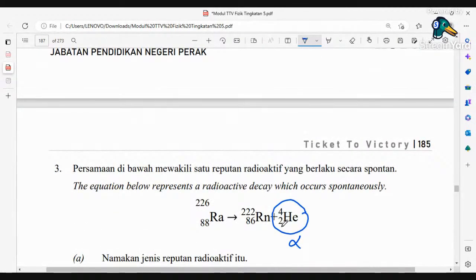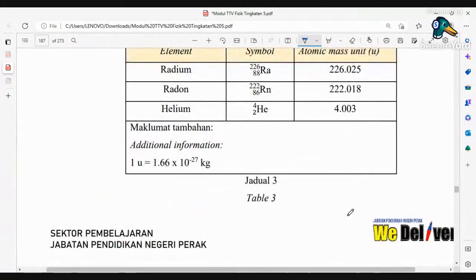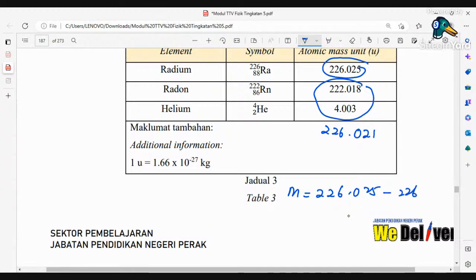Okay, radium goes to radon plus helium. So before you have this one, after you have this one. Okay, this total for after is 226.021. So the mass defect is 226.025 minus 226.021.